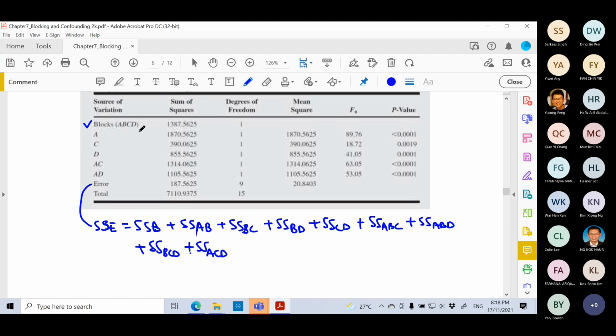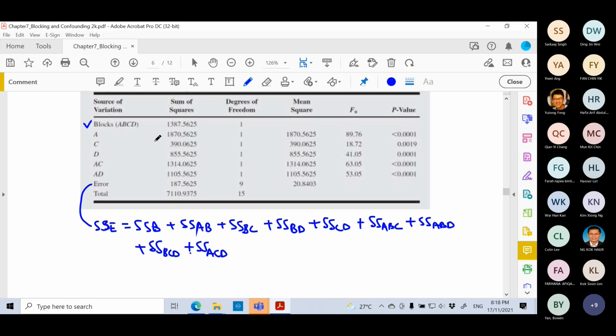Okay, then over here you totally can't see the ABCD because they were together. Okay, so this one is the idea of doing the confounding. If you're willing to run less, you run the treatment combinations under a certain block, then of course you will lose the information of the ABCD. Okay, so this one is the idea.